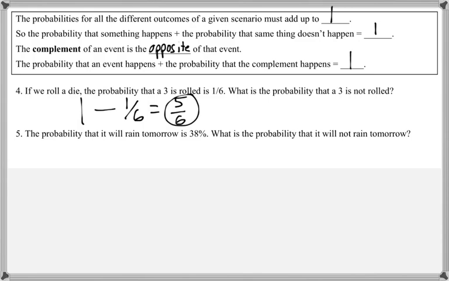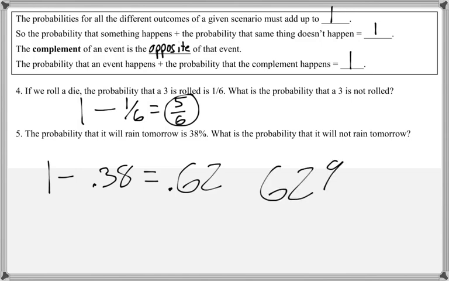Number 5 says, the probability that it will rain tomorrow is 38%. What is the probability that it will not rain tomorrow? So probabilities can be expressed as percents and decimals as well. So 38% is 0.38 as a decimal, and I want to subtract this from 1, and that will get me 0.62, which is 62%. So if there is a 38% chance that it will rain tomorrow, that means that there's a 62% chance that it will not rain tomorrow.